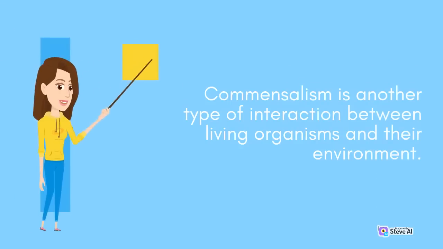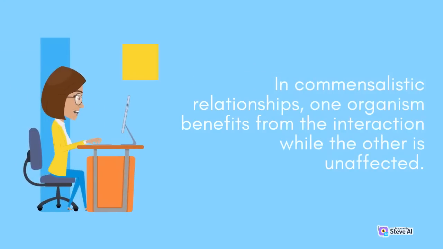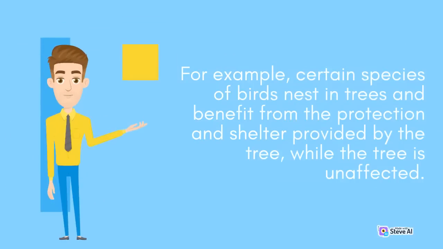Commensalism is another type of interaction between living organisms and their environment. In commensalistic relationships, one organism benefits from the interaction while the other is unaffected. For example, certain species of birds nest in trees and benefit from the protection and shelter provided by the tree, while the tree is unaffected.